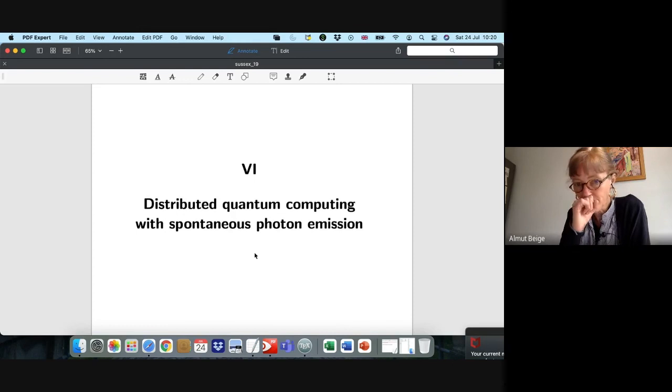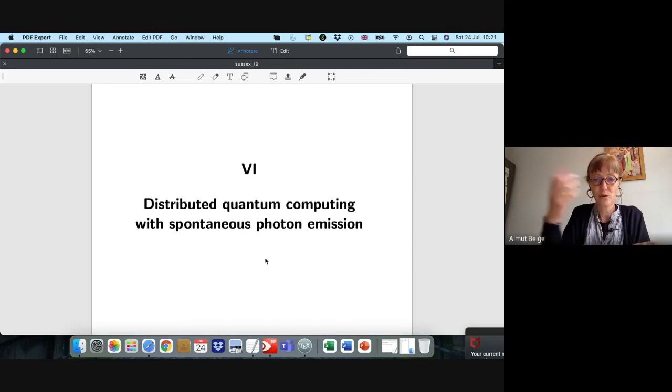Another important application, I'm aware that I have only 10 minutes left. I want to show you also an application of the double slit experiment, how you can use the interference in the double slit experiment for distributed quantum computing. So entangling atoms locally is not enough. At the end, you also need one computer to talk to another computer, or to have different parts of the computer talking to each other.